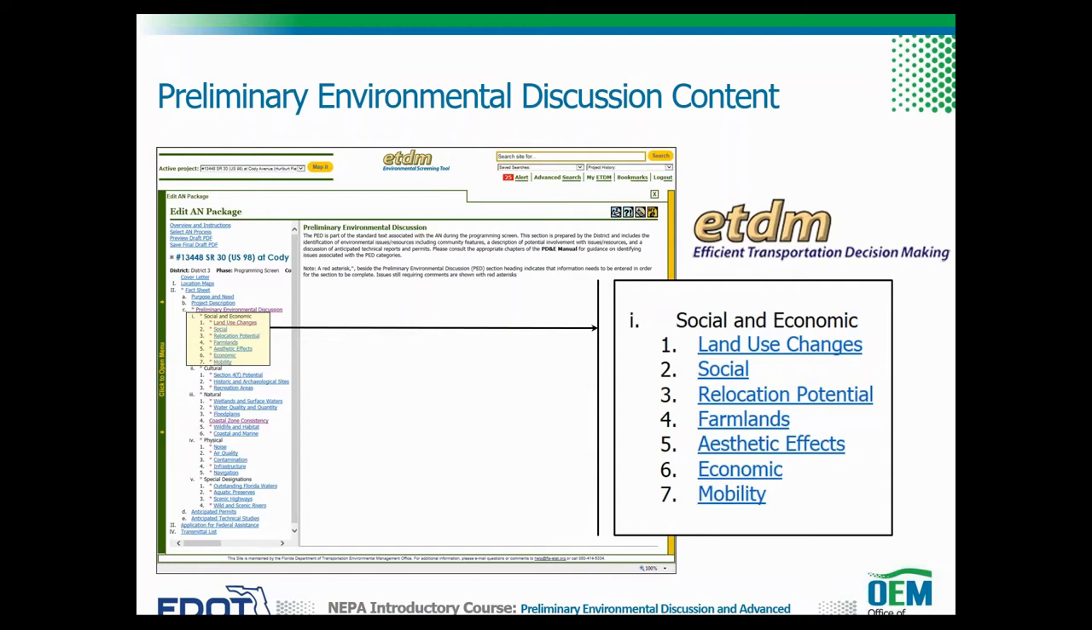The first topic is land use changes. We look at the existing and future land uses in the project area and evaluate how the project may affect those uses. We consider social makeup of the project area. What are the community demographics of the project area, such as age, income, and minority populations? Are there any underserved populations or environmental justice concerns?